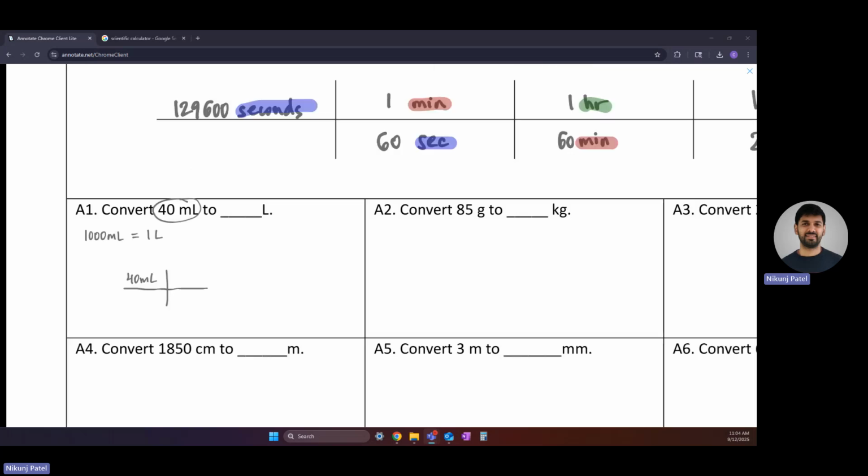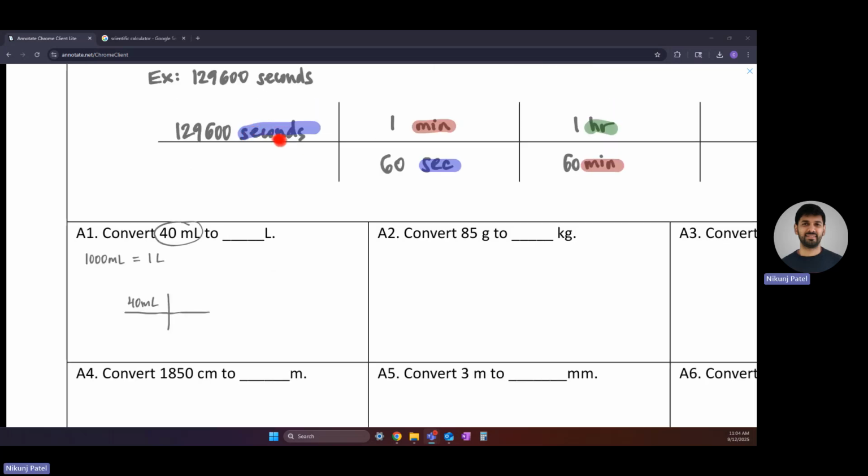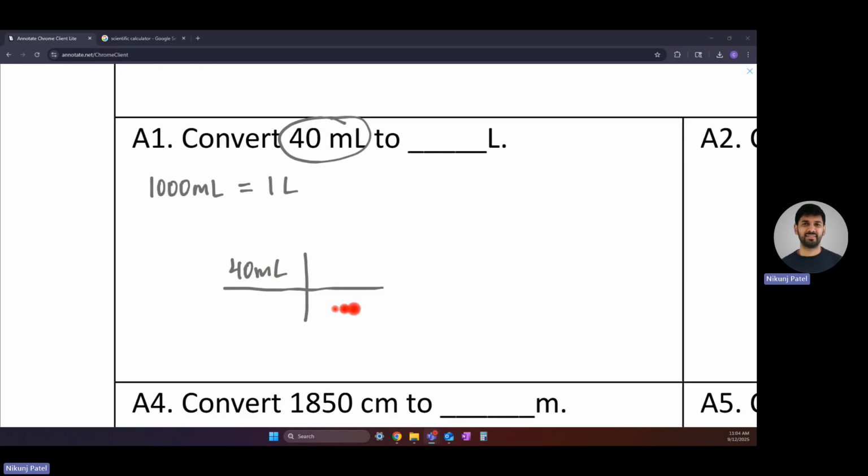Now, just like above, we started with seconds, so our next column needs to have seconds below it. So in this question, we're starting with milliliters. So in our next column, we need to put something with milliliters here. And we notice that in our conversion factor, you have milliliters. You're going to place the 1,000 milliliters down here. That came from there. And then whatever it's equal to goes right above it. That 1 liter is equivalent to 1,000 milliliters. This right here is a conversion factor.